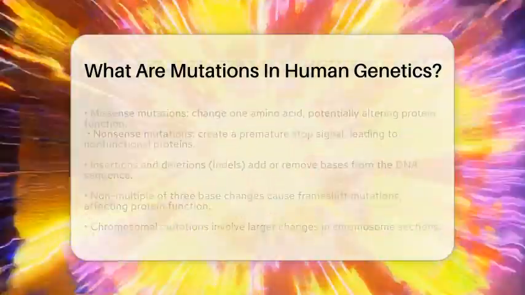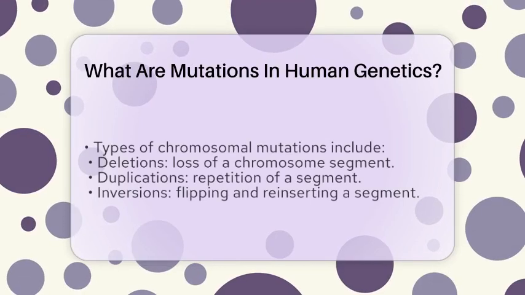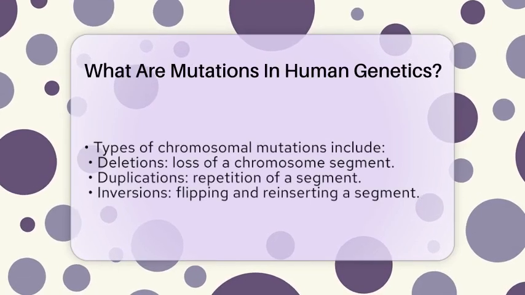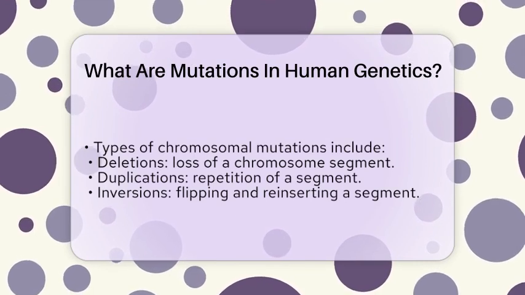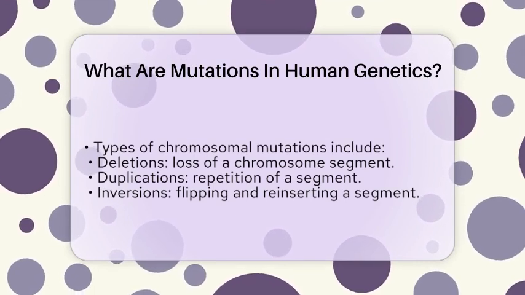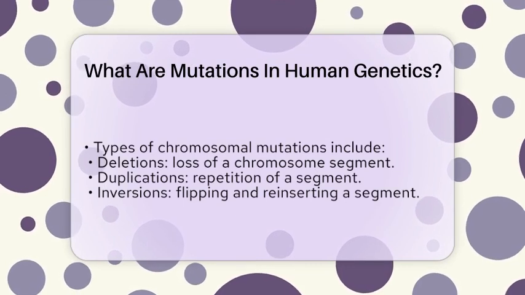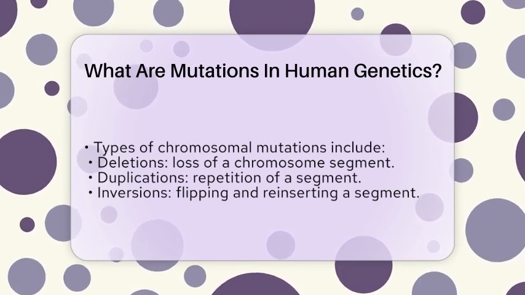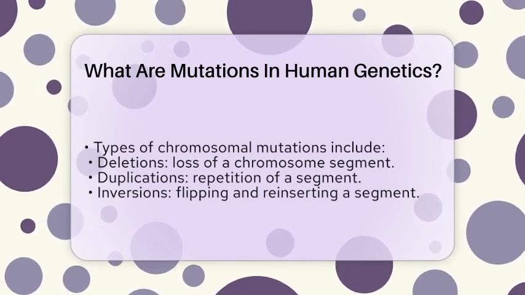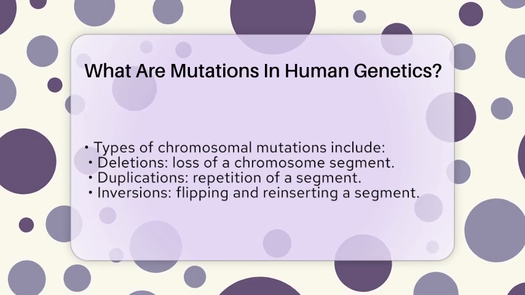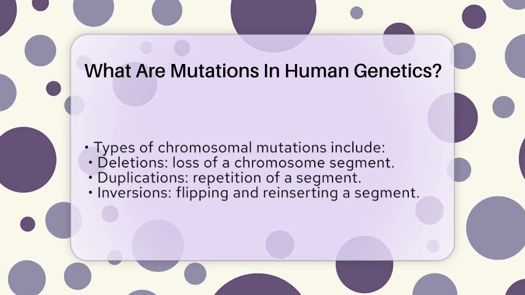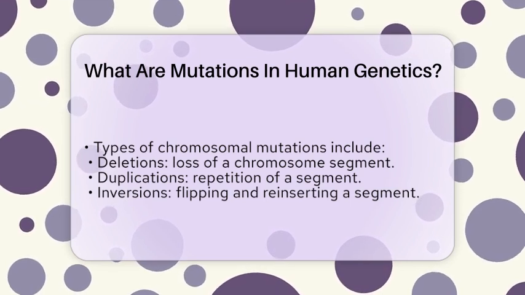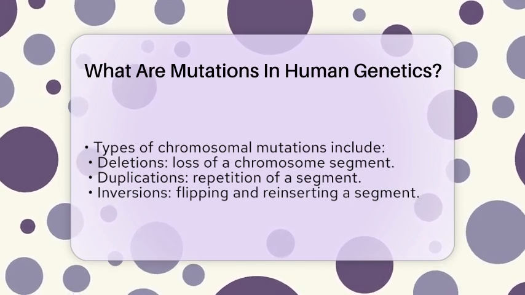Then we have chromosomal mutations. These are larger-scale changes that affect whole sections of chromosomes. Examples include deletions, which involve the loss of a chromosome segment, duplications, where a segment is repeated, inversions, where a segment flips and reinserts, and translocations, where segments move between chromosomes. These mutations can lead to serious developmental disorders or diseases.